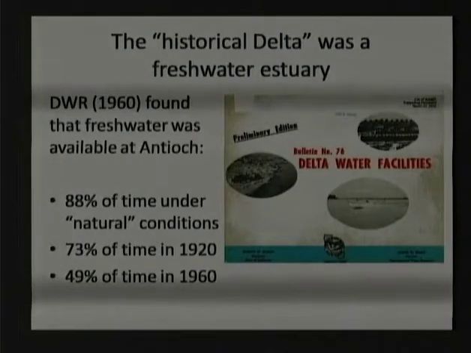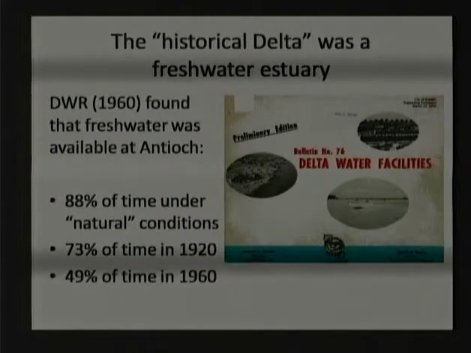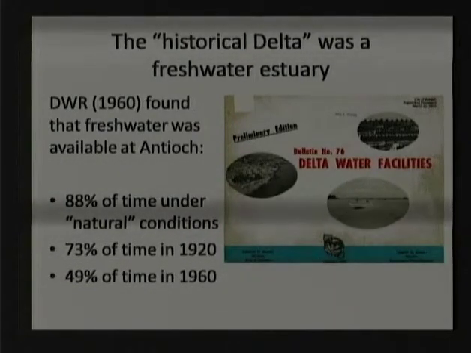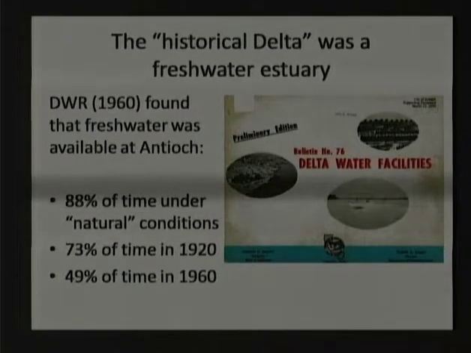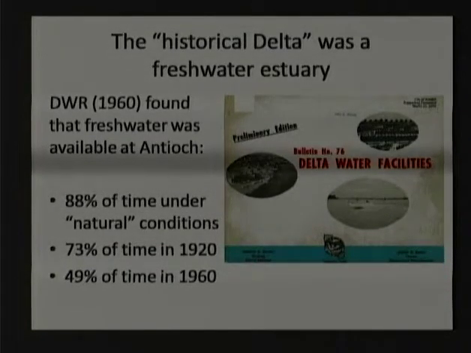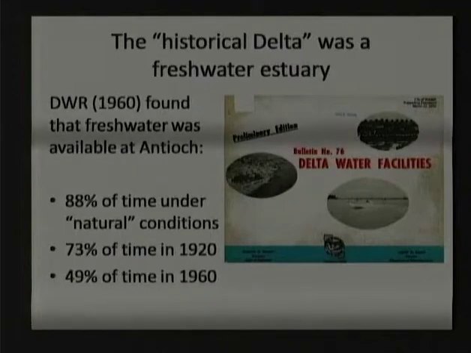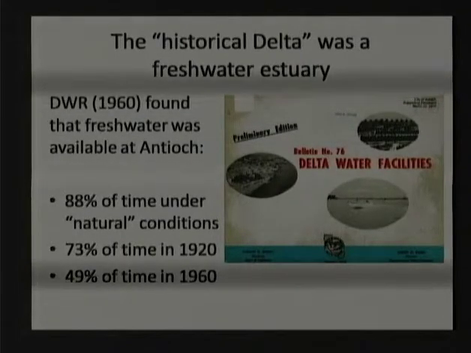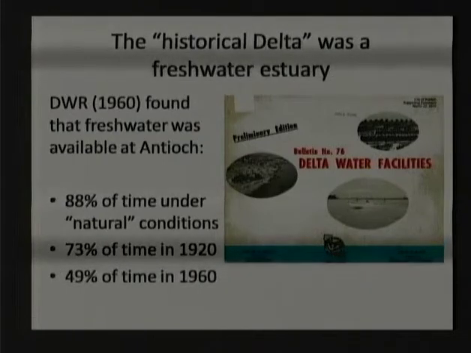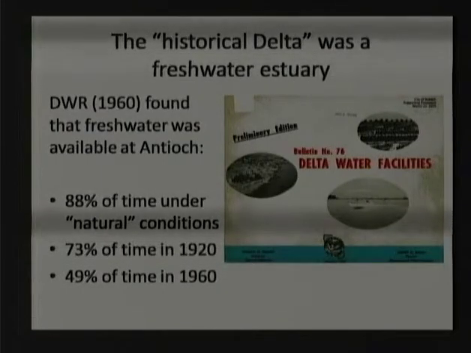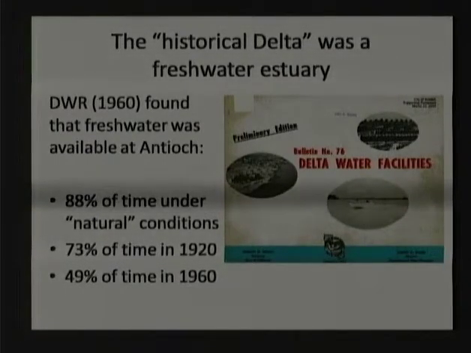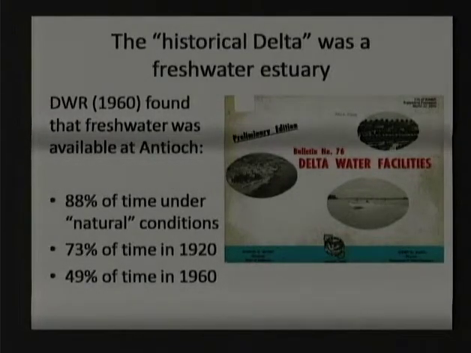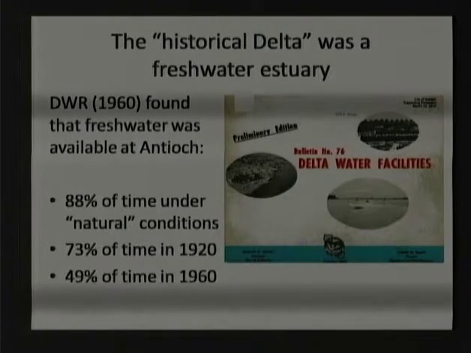DWR also studied this. There's a 1960 report, I just excerpted a couple of the statistics from it, which are sort of read off of a graph. DWR estimated at that point in time that Antioch would be able to take fresh water from its intake about 88% of the time under what they called natural conditions. That had declined to about 73% of the time in 1920 and about half the time in 1960. And data that we presented in the flow criteria hearings shows that that's gotten worse since 1960. It's a much smaller fraction of the time currently.